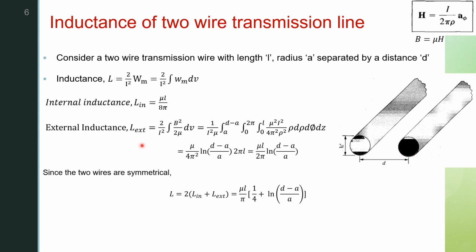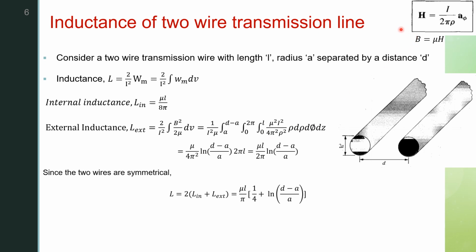So let's find it. L external is equal to 2 by I square times the integral of B square by 2 mu dV. So what is B here? For that we need the basics from the infinite line. There we have H is equal to I by 2 pi rho, and we know B is equal to mu H. So B in this case, in order to determine the external inductance, is equal to mu I by 2 pi rho. So let's substitute here. B square will become mu square I square by 4 pi square rho square, and dV is equal to rho d rho d phi dz.